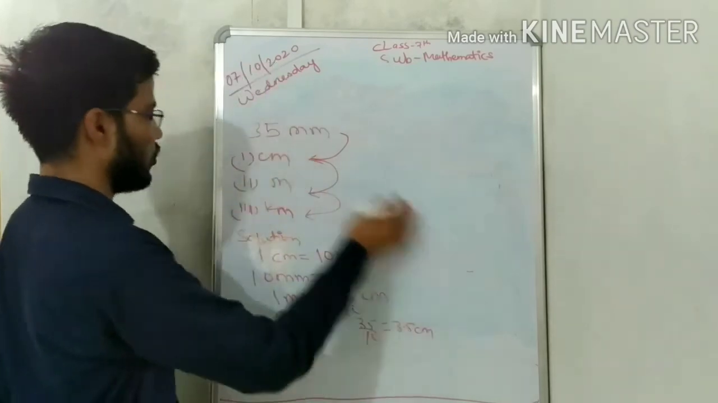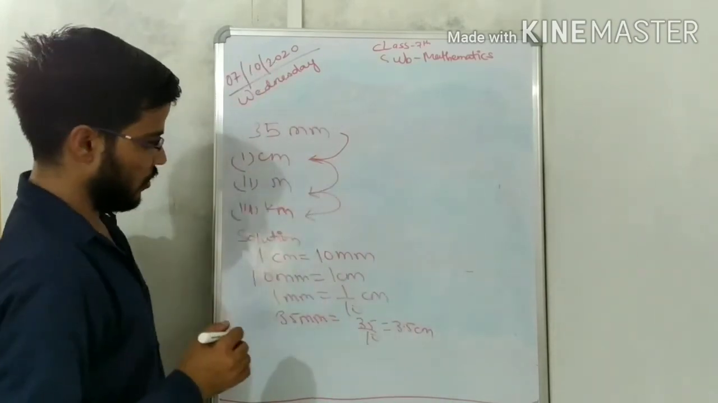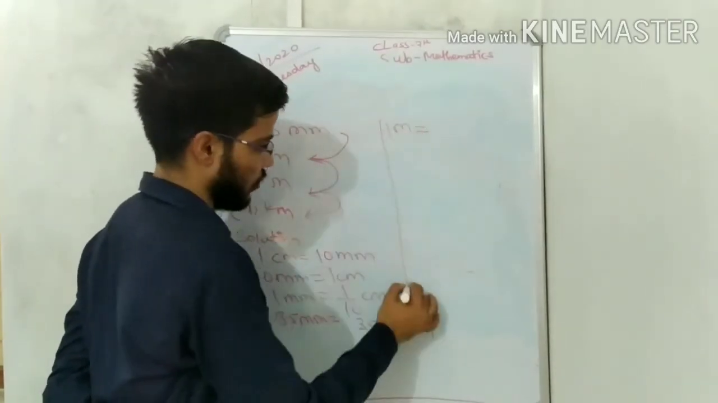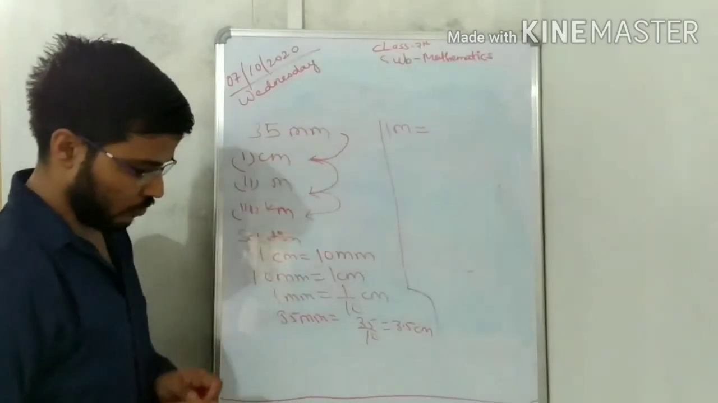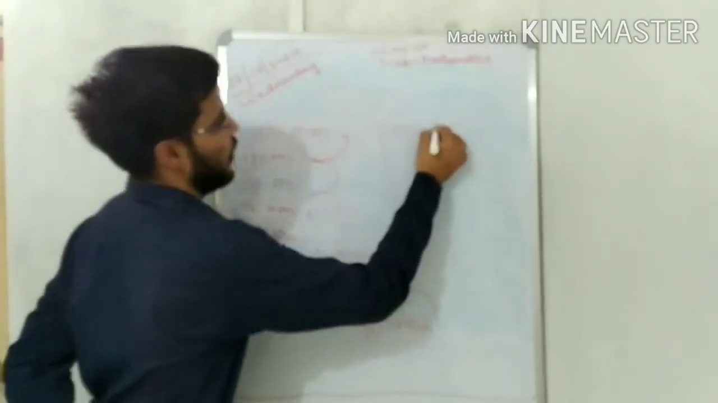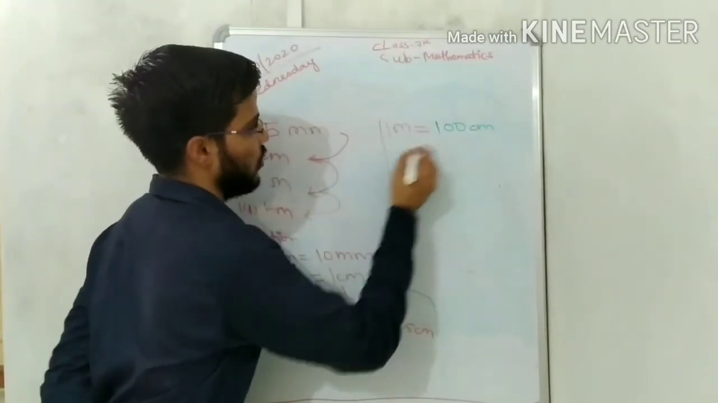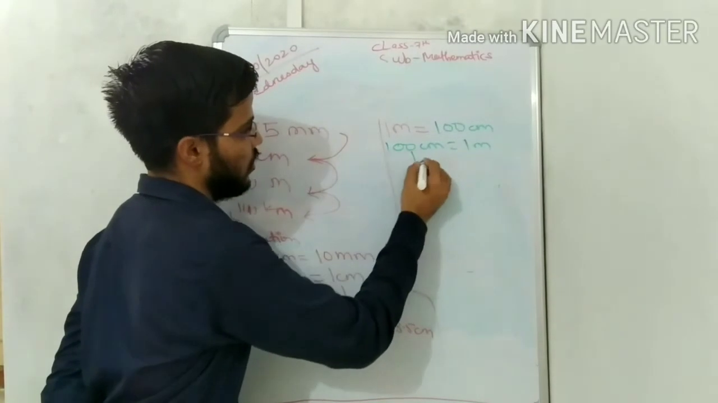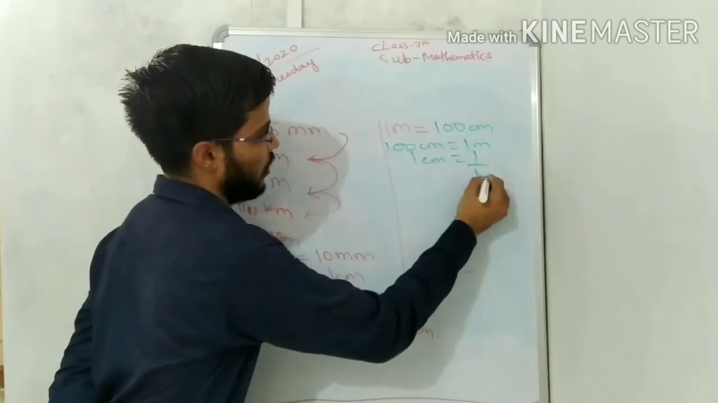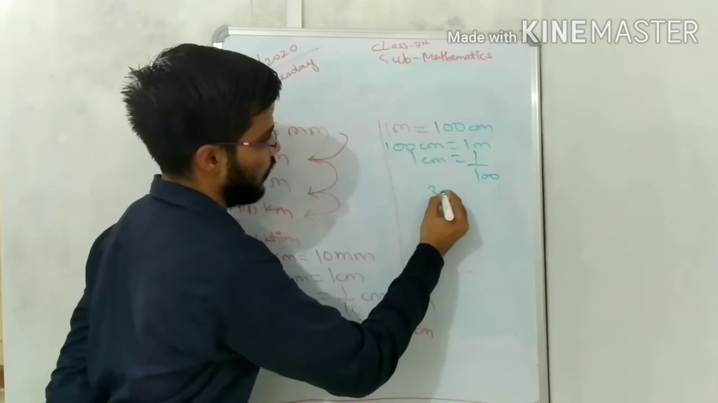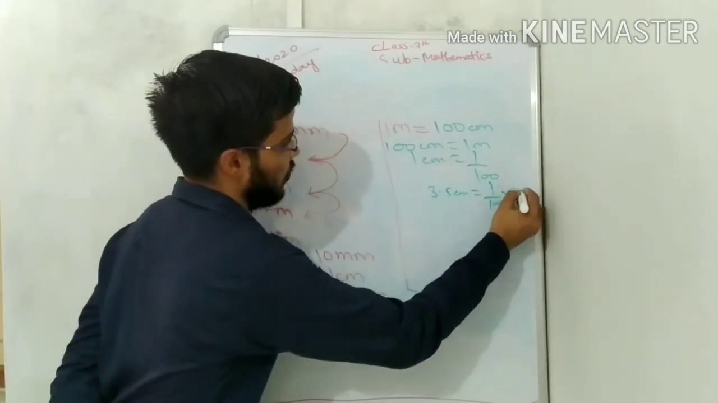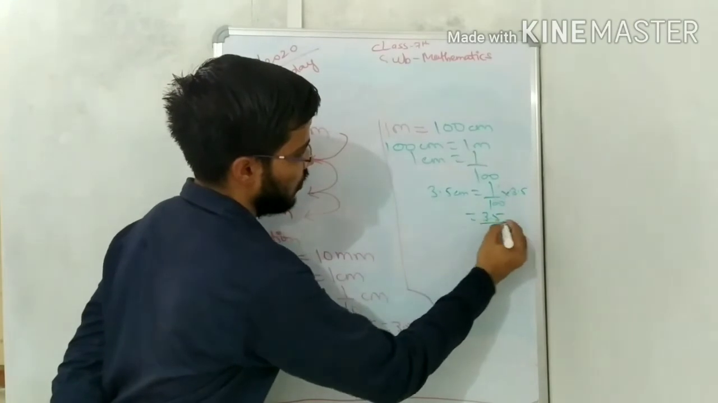Now we will use this unit to convert into meter. We know that 1 meter equals to 100 centimeter. So 100 centimeter equals to 1 meter. 1 centimeter equals to 1 by 100. So 3.5 centimeter equals to 1 by 100 into 3.5. That is 3.5 by 100.